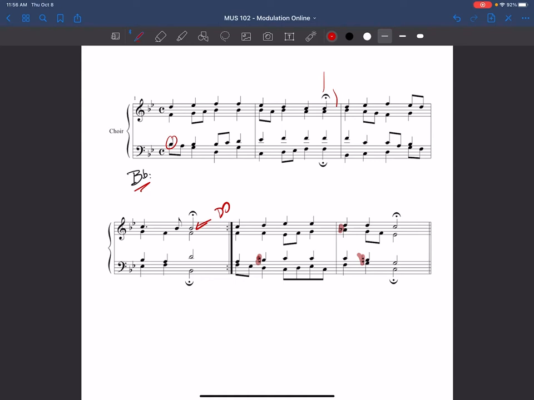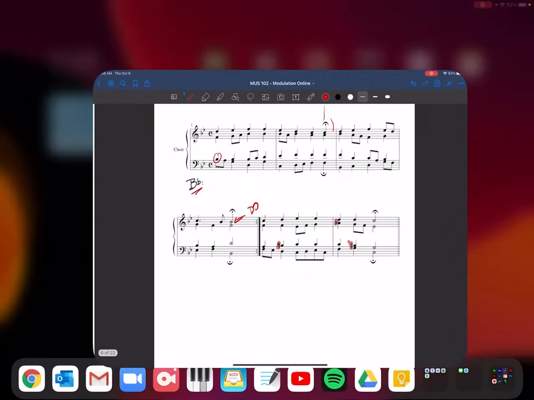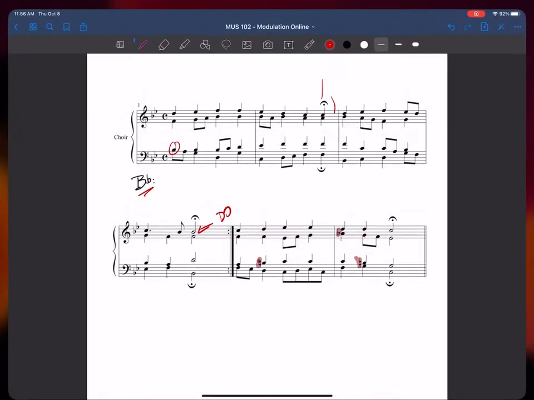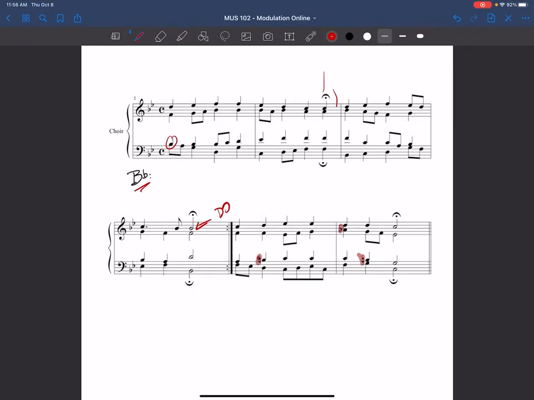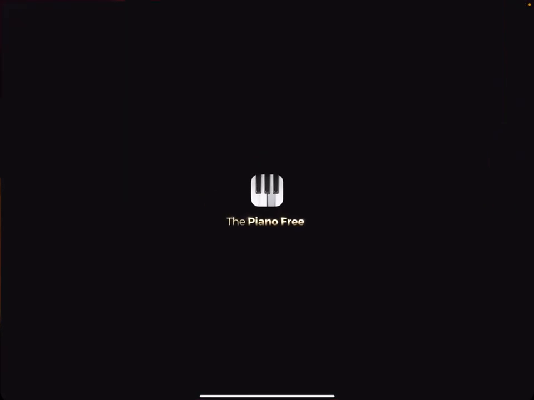Keep going in accidentals. Sing do. Is that a B flat? No, it's not a B flat. Do. What note is that?